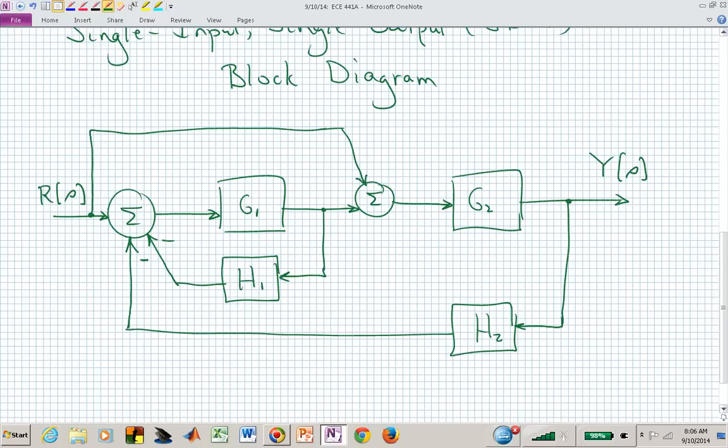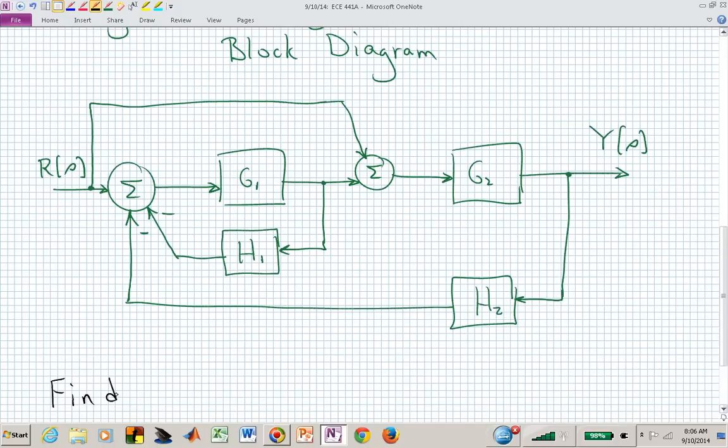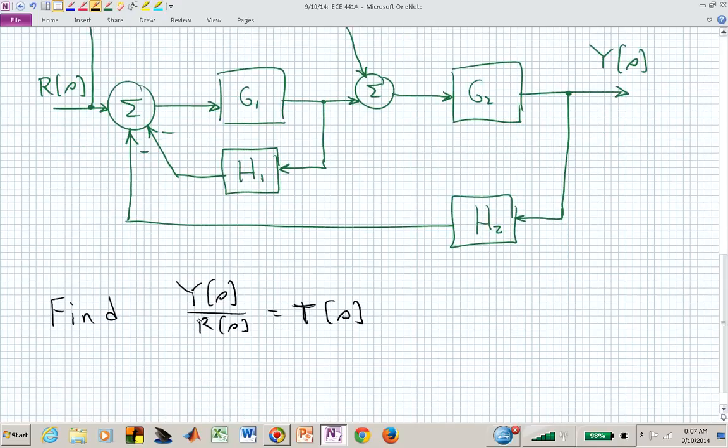description between R and Y in terms of all of these G's and H's. And what we want to do now in this discussion is derive those using block diagram algebra, not Mason's gain, but you can tonight see if you can get the same transfer function using Mason's gain. What we are wanting to do here is find this transfer function, let's say T of S, that is the transfer function between the input R and the output Y.